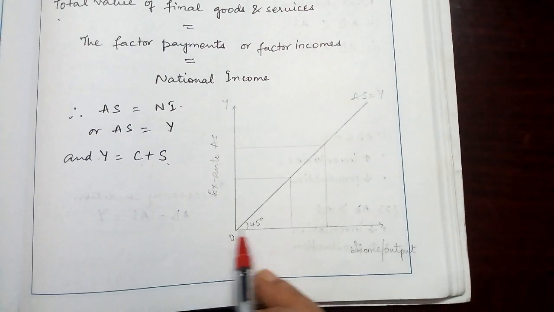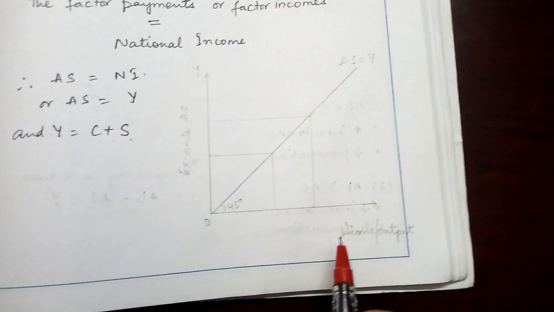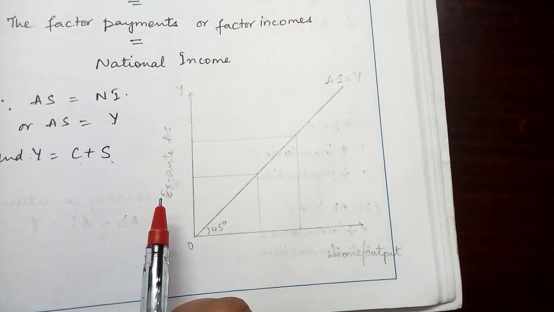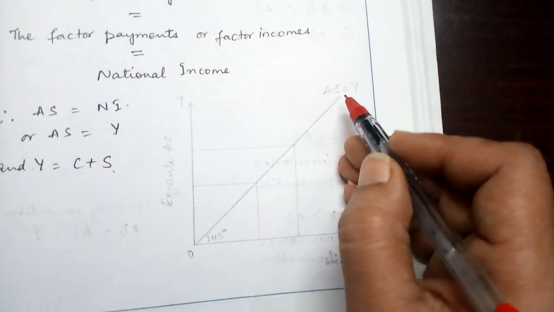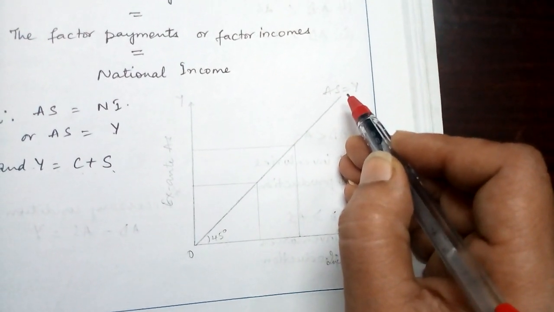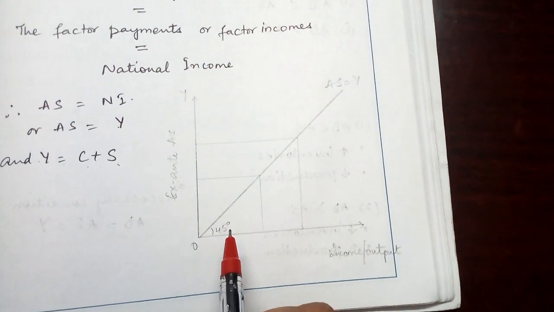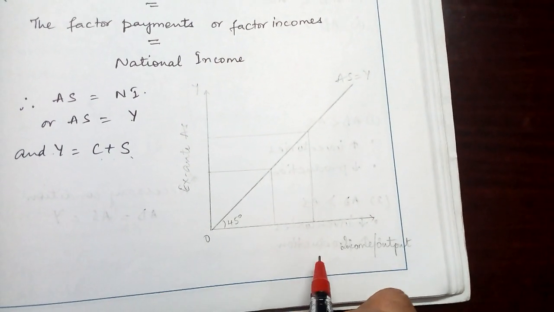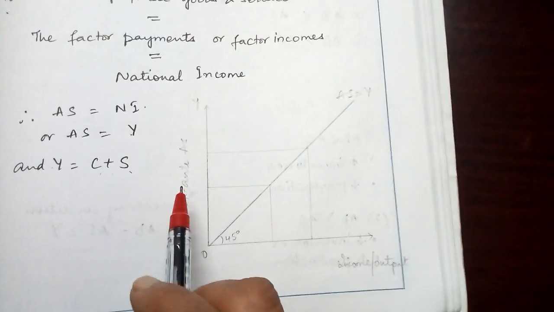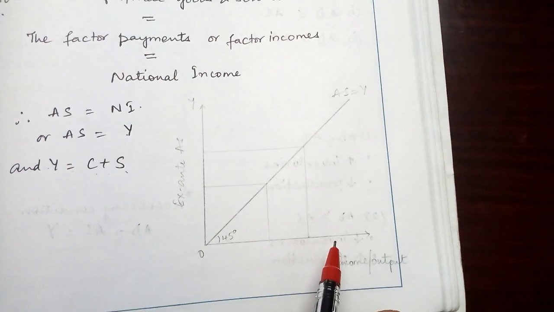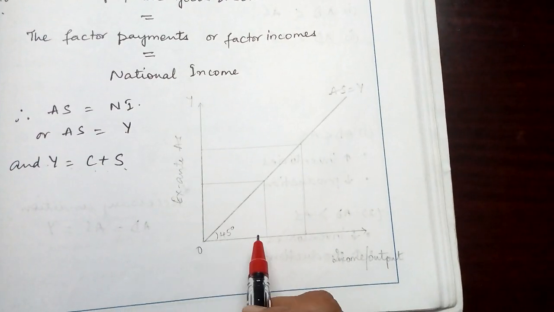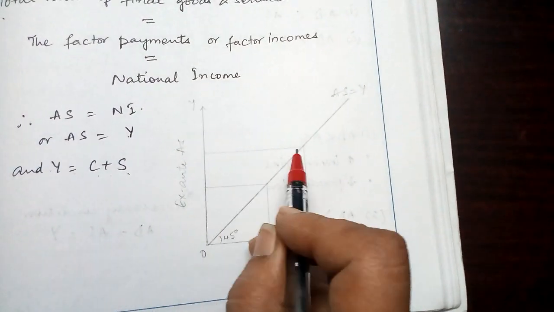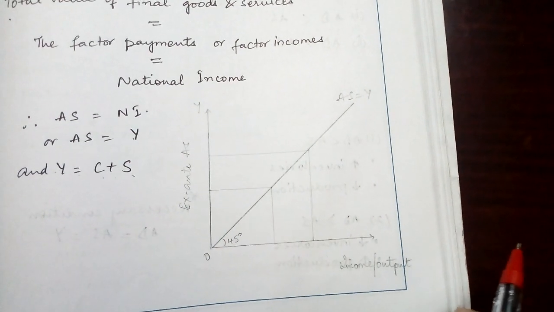Now if you look at it graphically, where we plot income and output on the x-axis and ex ante aggregate supply on the y-axis, we find that the AS curve is a 45-degree line, which tells us that there is an equality between income and aggregate supply. As the income increases, so also the aggregate supply. That is why we have equal variables on x and y axis.